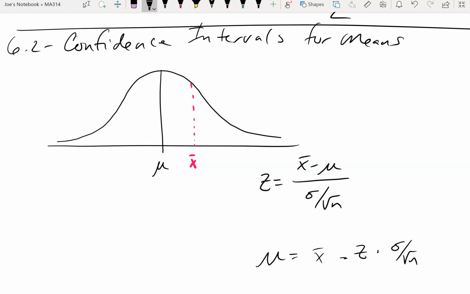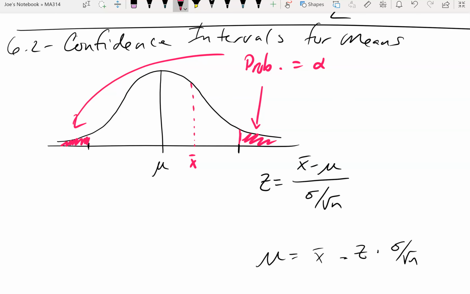So if I want this tail probability over here, and the same idea over here, and I want that total probability to be small, say alpha, we're going to use that symmetry idea to divide the alpha into two pieces. This part will be alpha over 2, and this part will be alpha over 2, right?